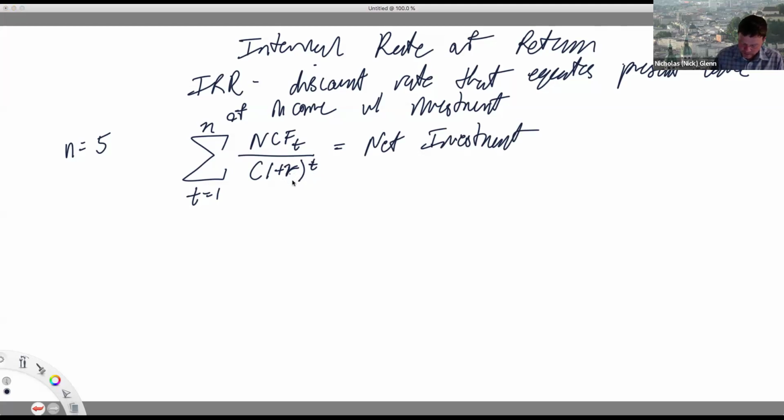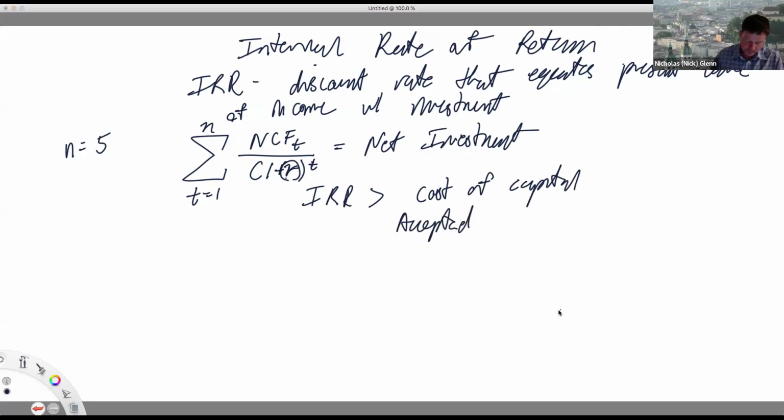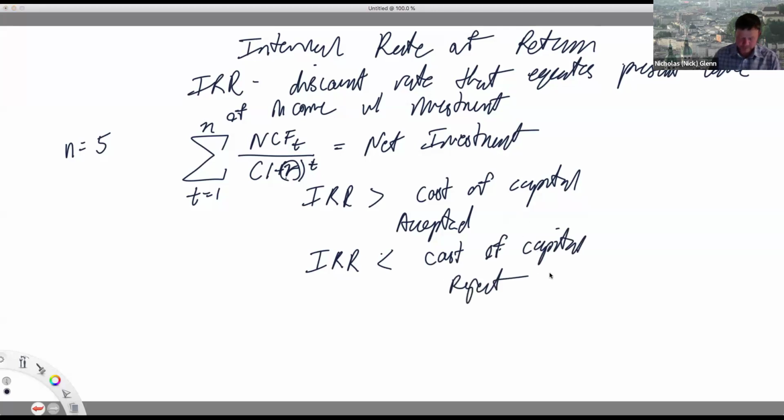Okay. When we determine what this interest rate is, this internal rate of return that makes it break even, if it's greater than the cost to raise capital, you accept it. It's going to be profitable. But if this internal rate of return that you calculate to break even is less than the cost of capital, whatever it costs for you to raise this, then you should reject. It's not profitable. You should reject this investment.